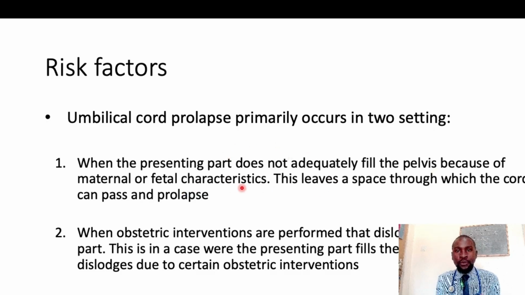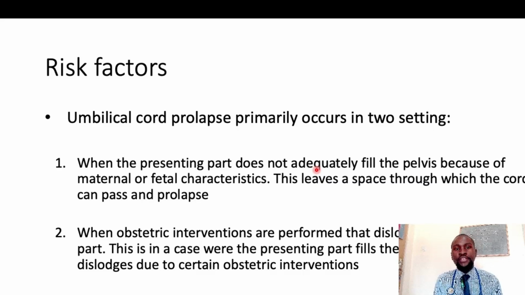You know that the pelvis is a space that is supposed to be filled by the presenting part. If the presenting part is not fitting within the pelvis, it's leaving out some space. For example, the presenting part may be too small and leave out some space. The cord can slip past the presenting part through that space, and you can end up with a cord prolapse, either overt or occult.